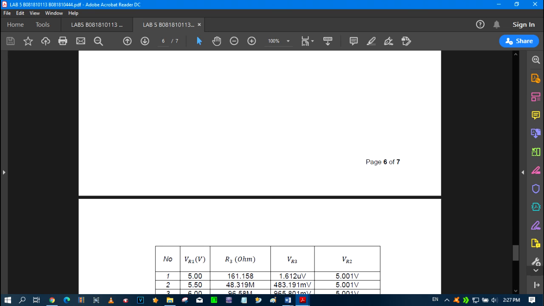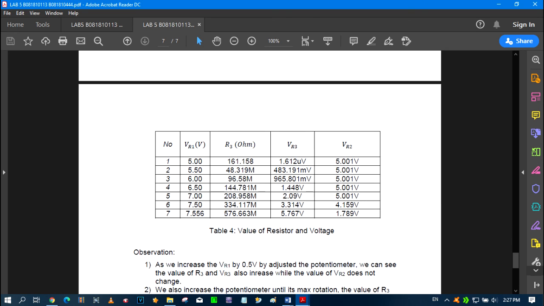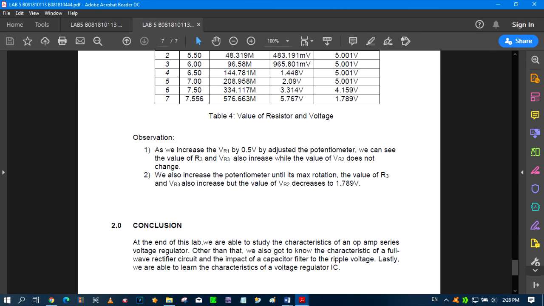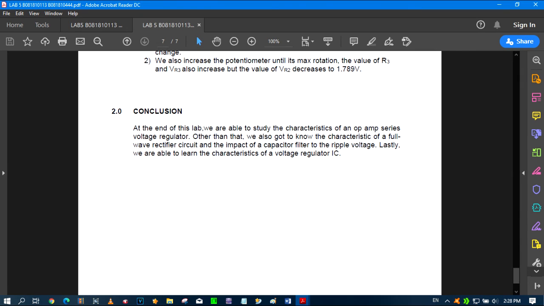From this table, as we increase VR1 by 0.5 volt by adjusting the potentiometer, we can see the values of R3 and VR3 also increase while the value of VR2 does not change. We also increase the potentiometer until its max rotation. The values of R3 and VR3 also increase, but the value of VR2 decreases to 1.789 volt. That's all from us.